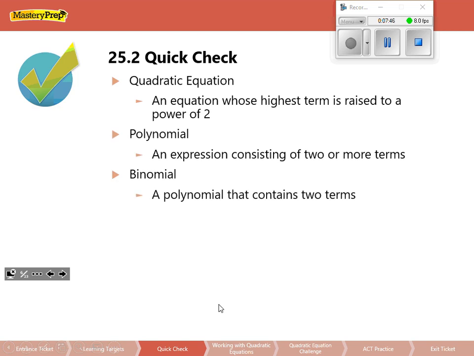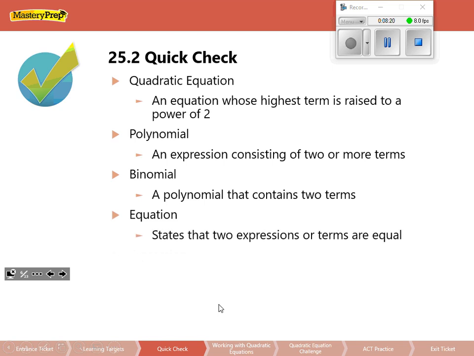Now, a quadratic equation is an equation whose highest term is raised to a second power. The biggest exponent that we have is 2. That is called a quadratic. A polynomial is an expression consisting of 2 or more terms. A quadratic is a type of polynomial function. Multiple terms added together. A binomial, well, bi means what? 2. Binomial is a 2-termed expression.